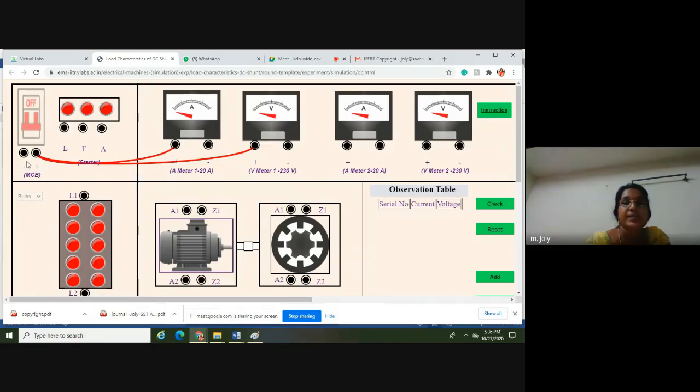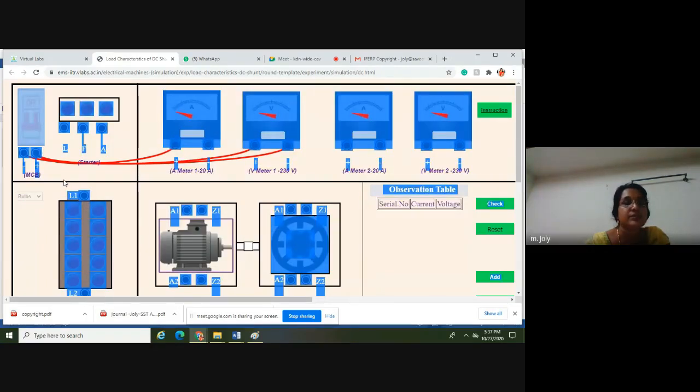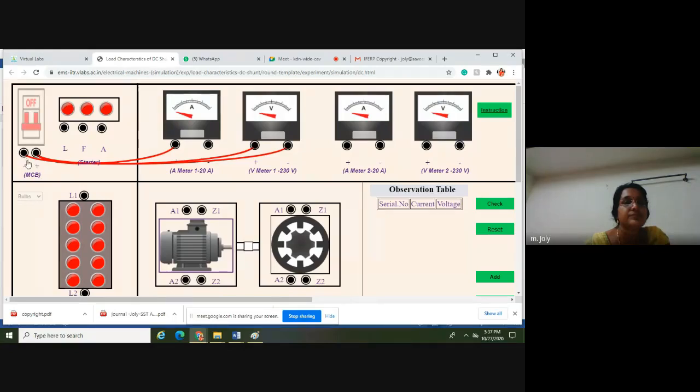So voltmeter 1 negative, where you have to see. Then MCB negative to A2 of motor. Then A2 to Z2. From here to here you have to connect. Then L2 to ammeter 1 negative. Okay, then F2 to Z1 of motor.